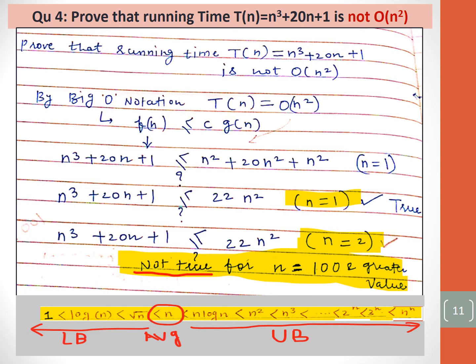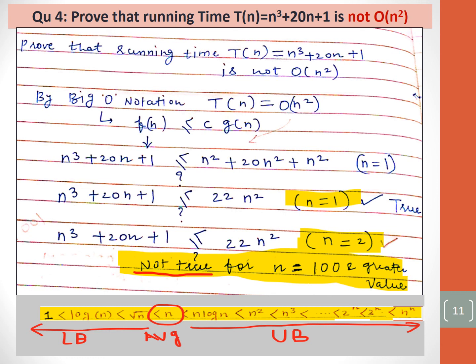Now the last problem for today: we have to prove that for the function n³ + 20n + 3, it is not O(n²). Even from the analysis of our complexity scale, I have already told you that we can go from n to n² to n³. We can't go on the lower bound.